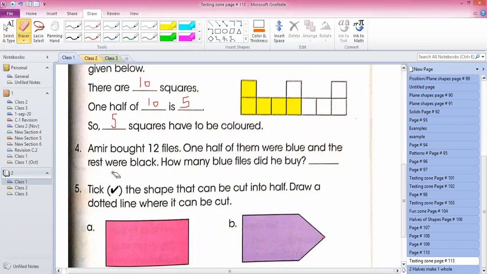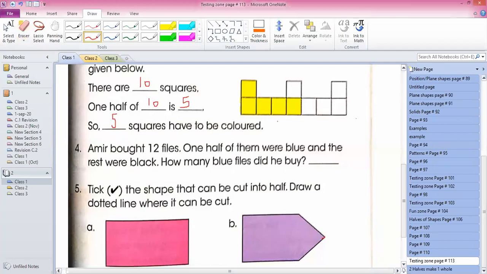This is again, guys, very easy. The question is, Amir bought some files. How many files did he buy? That is 12. Half of them were blue and half of them were black. So you have to find out what is the half of 12. In that way, you will find out how many blue files there are, because the question is asking how many blue files did he buy? So you just have to find out the half of 12. Very good, Muhammad Kashan. But let me make other students understand.